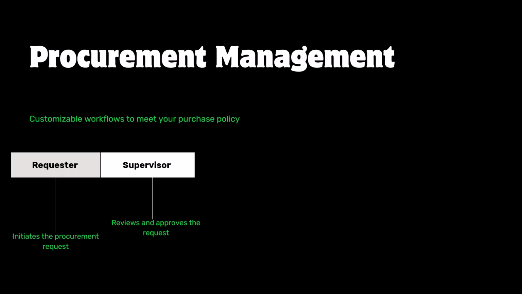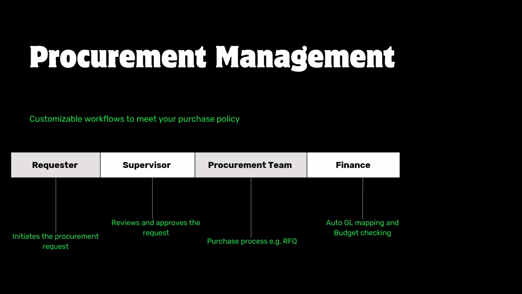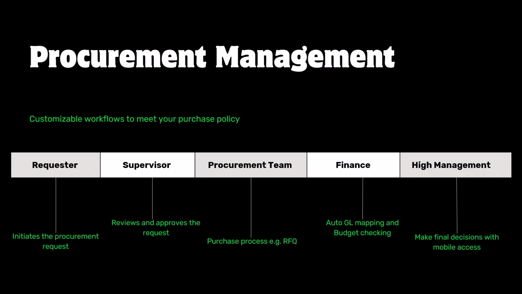After the supervisor approves the request, procurement users can retrieve quotations from the online system and decide on the preferred vendors based on a comparison. In the following step, the application automatically maps GL codes to the relevant purchase items. The finance user reviews the budgets to ensure alignment with financial policies. At the final stage, senior management, such as GMs or managing directors, can use the mobile app to quickly approve the requests, even while traveling or away from the office.